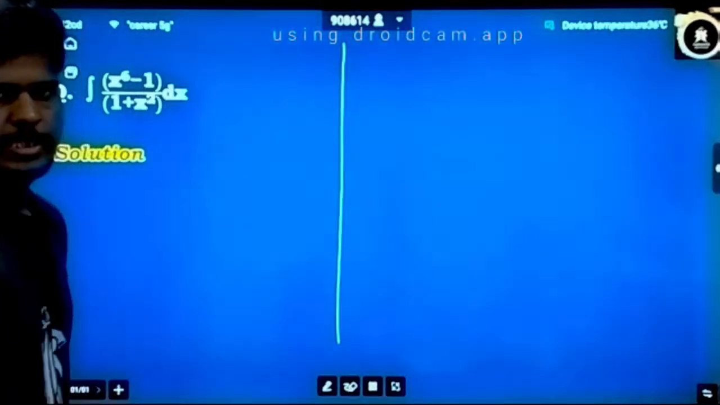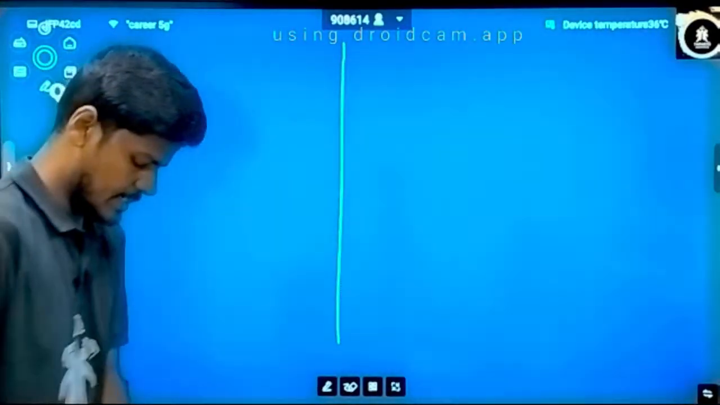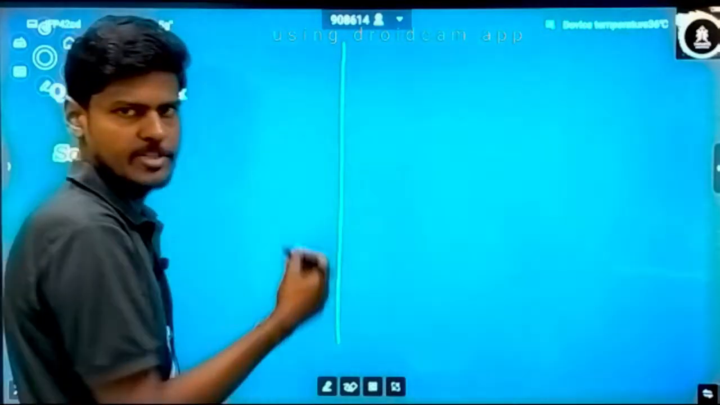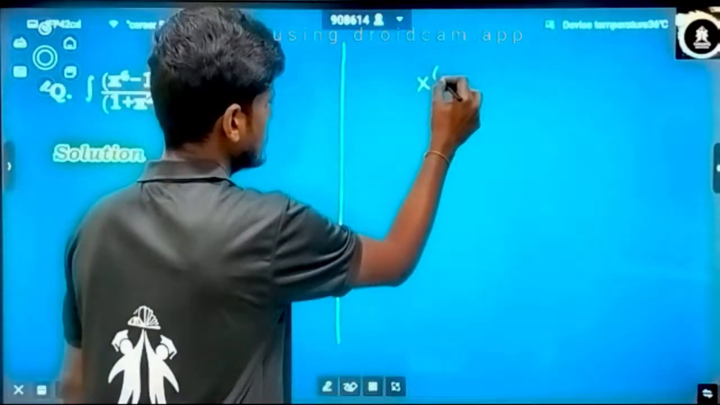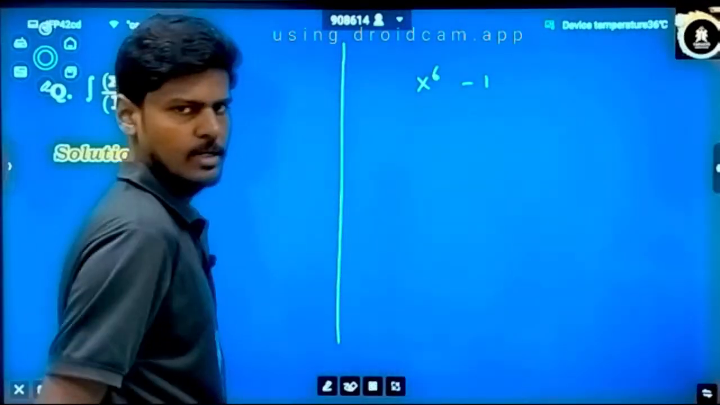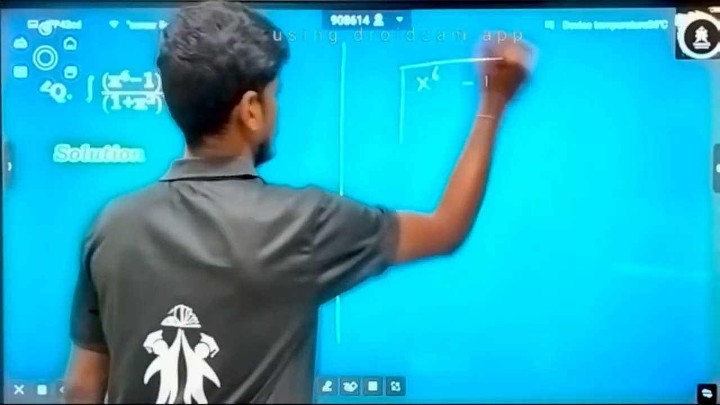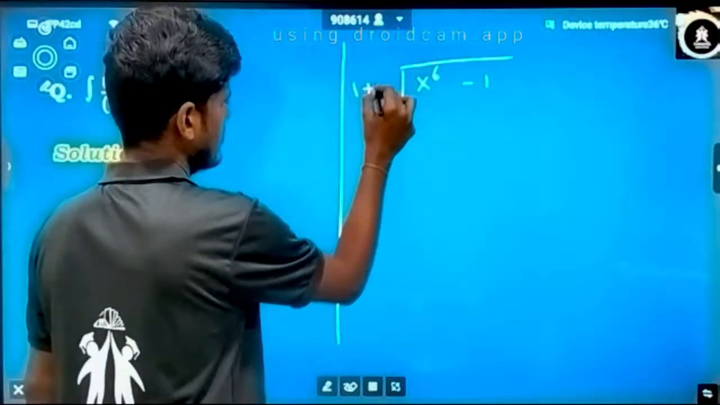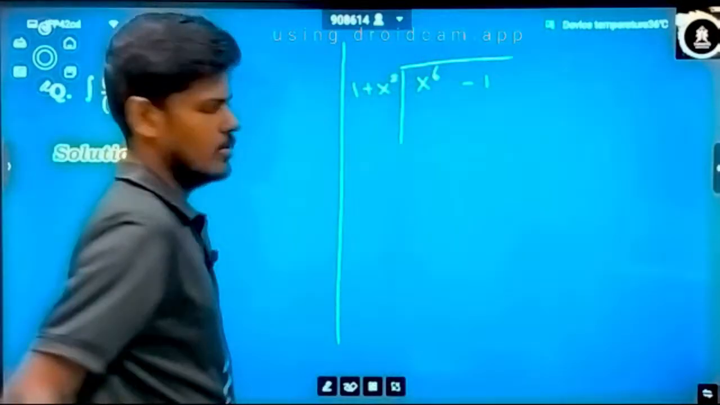First is x power 6 minus 1. We will write it here. Either use synthetic division or long division. I will use long division for now. x power 6 minus 1 divided by 1 plus x square.